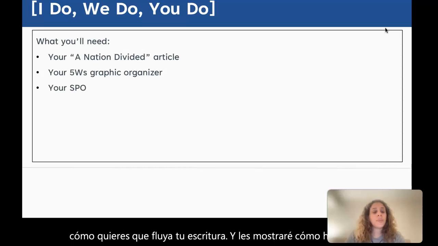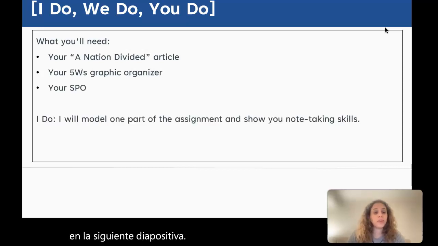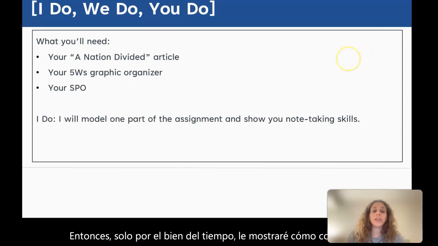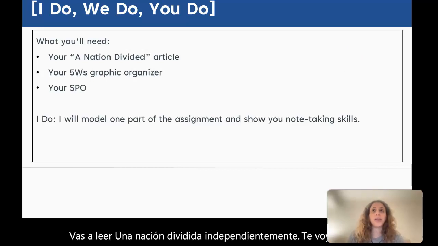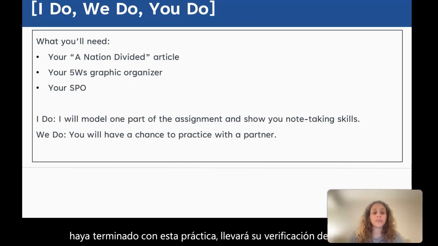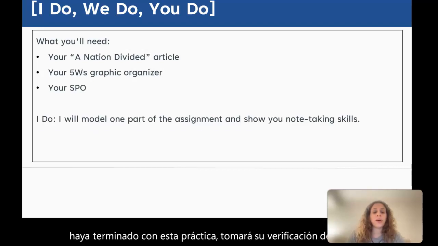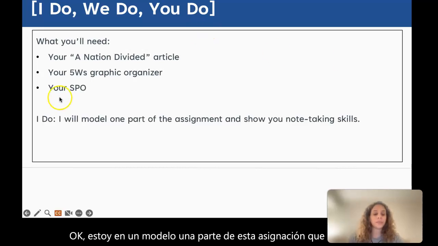So just for the sake of time, I'm going to show you how to fill out your SPO. You are going to read A Nation Divided independently. I'm going to give you a YouTube link to a read aloud so that if you need the read aloud, you have that option. You are also going to receive the 5Ws graphic organizer and an SPO. And then by the time you're done with this practice, you're going to take your mastery check where you will write out your response. Okay, I'm going to model one part of this assignment, which is the SPO, and show you note-taking skills.